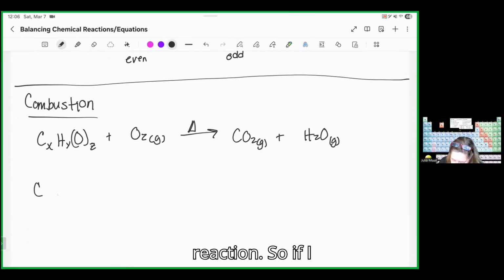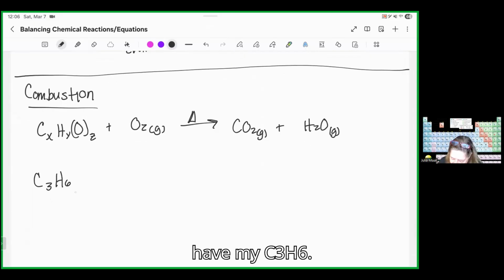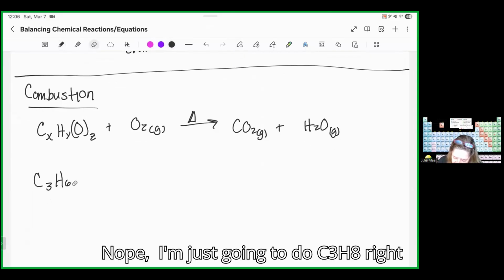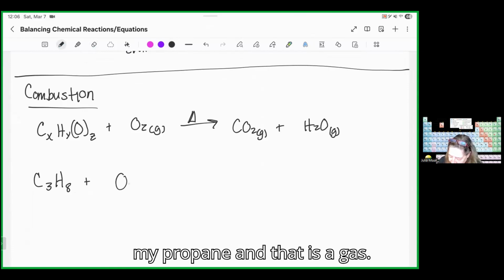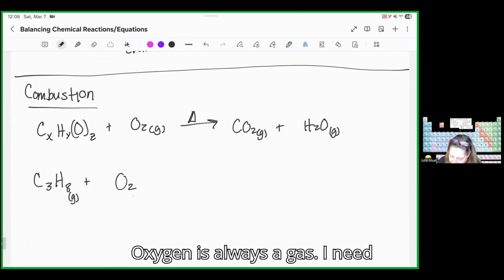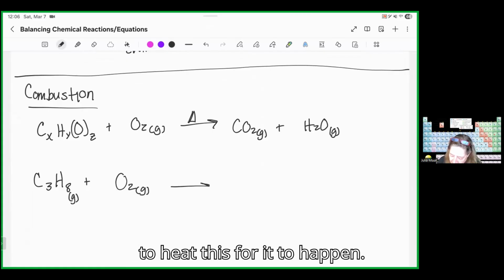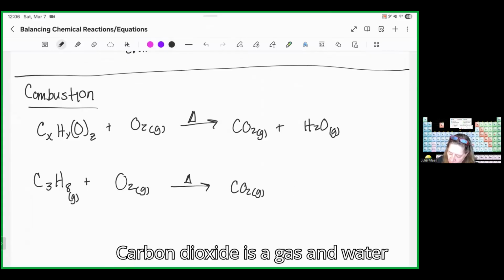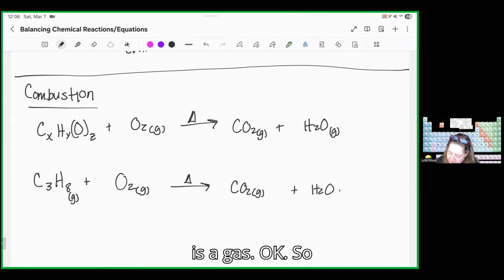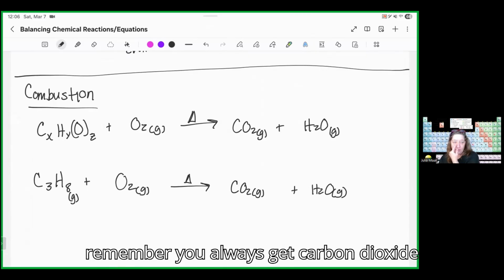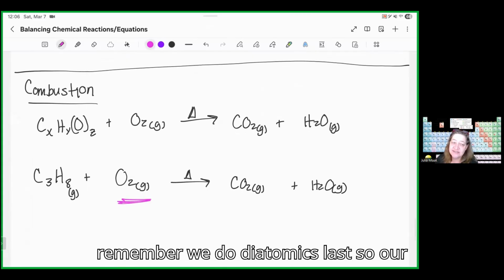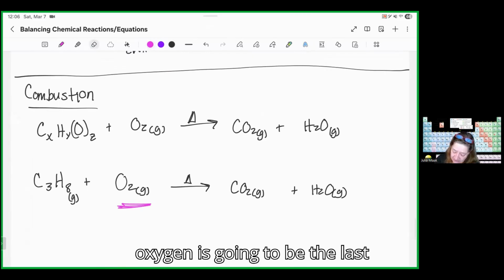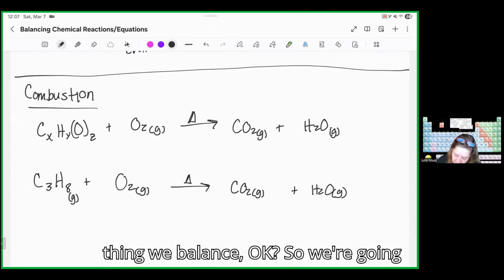So if I have my C3H6, nope, I'm just going to do C3H8 right now. That's my propane, and that is a gas. Oxygen is always a gas. I need to heat this for it to happen. Carbon dioxide is a gas, and water is a gas. Remember, you always get carbon dioxide and water as products. And remember, we do diatomics last, so our oxygen is going to be the last thing we balance. So we're going to do carbons and hydrogens first.